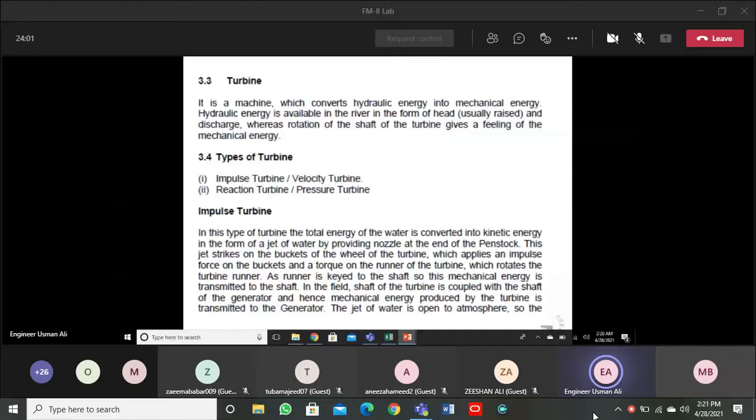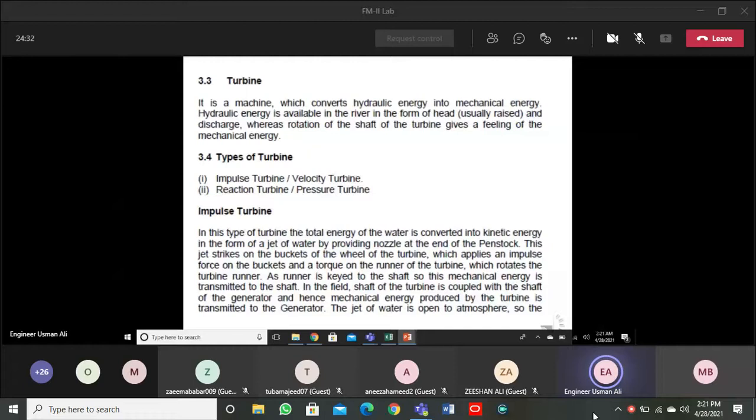So if you see, we have the underground reservoir from where water is being delivered to the turbine. We have the pump, we have the suction pipe, and this is the penstock. This is a pipe which conveys water from the reservoir. At the end of the pipeline in impulse turbines, if you see, there is a nozzle. You see, this is a nozzle.